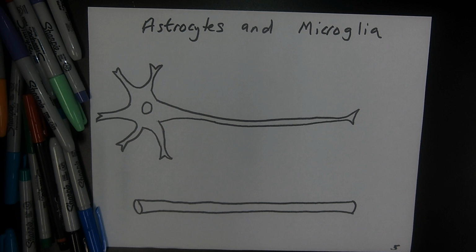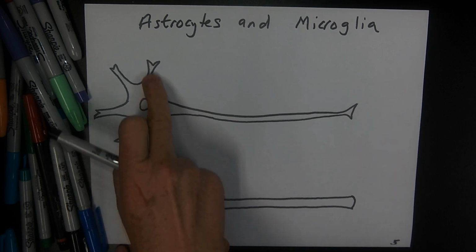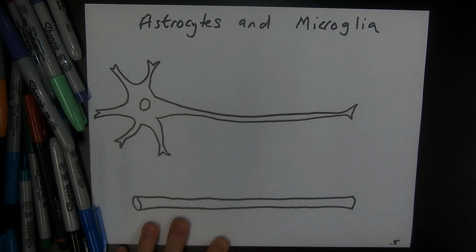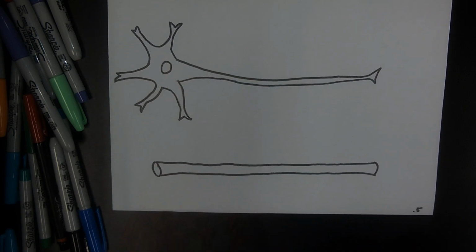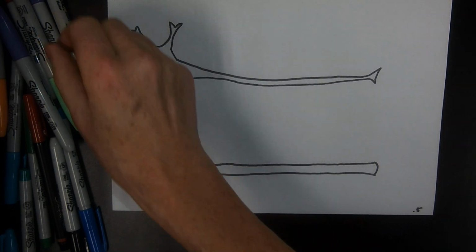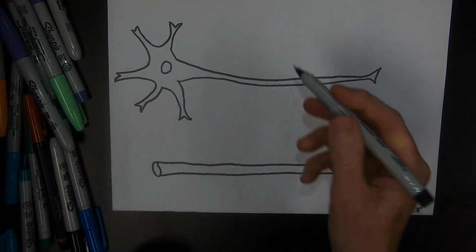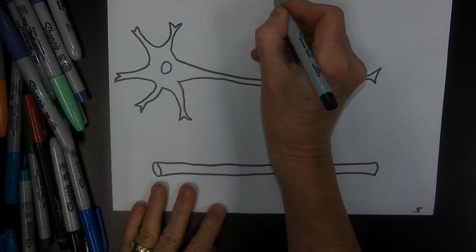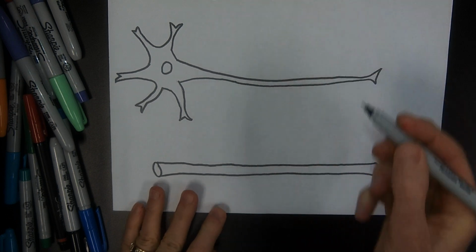Okay, astrocytes and microglia. This is my standard representation of a neuron. Right here's your dendrite, your cell body, axon hillock, axon terminal. And these astrocytes and microglia are both found in the CNS, the central nervous system.